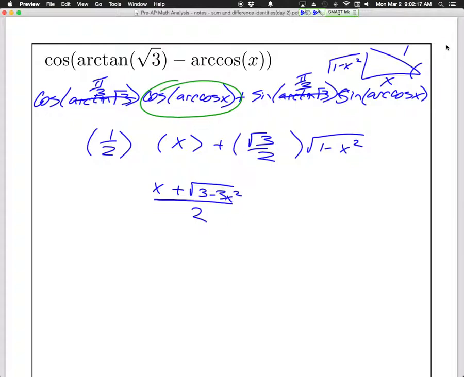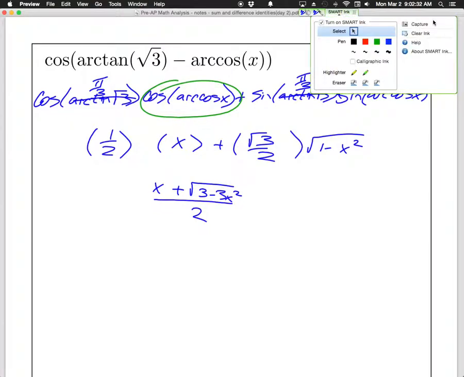And Colleen, what was our goal? To take it from a trig expression and make it an algebraic expression. Very good. We have done that. Okay, good. All right, let's do it with tangent.